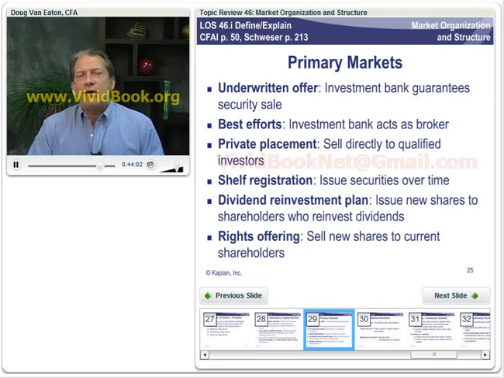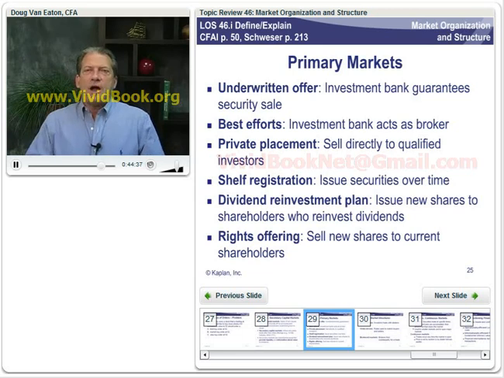Now, if they don't want that risk, they can do a best efforts offering, and in this case, the investment banker is acting as a broker and saying, okay, there's 2 million shares going to be issued here, and we'll sell as many as we can, but we don't guarantee to sell them all. And sometimes there's a threshold level with the best efforts offering that, well, okay, if the investment banker's syndicate doesn't sell this much, then the offering's called off. It's not worth it to us.